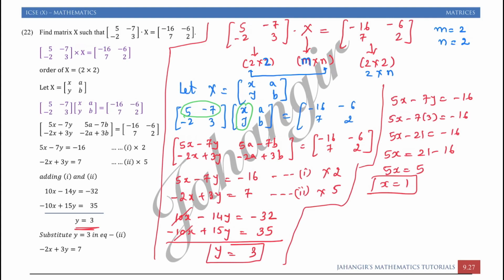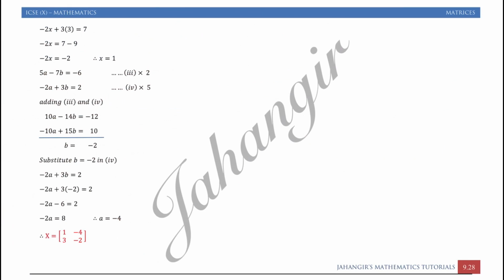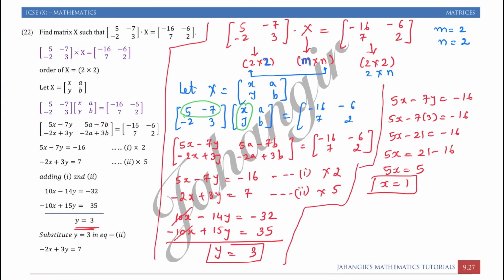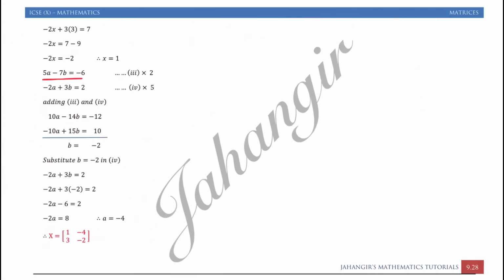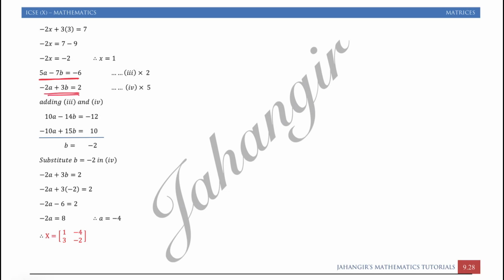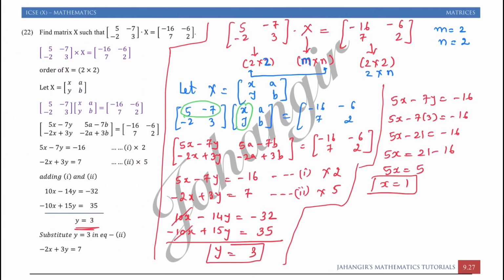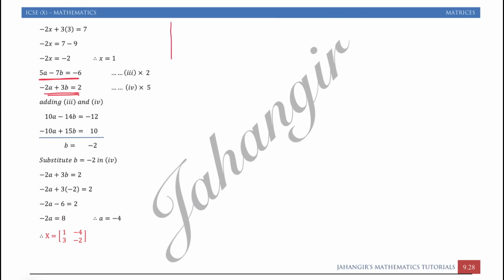Now we will compare the next two equations. 5a minus 7b equal to minus 6, and then minus 2a plus 3b equal to 2. So let's write the next two equations. 5a minus 7b is equal to minus 6, minus 2a plus 3b is equal to 2. So this is my third equation, and this is my fourth equation.